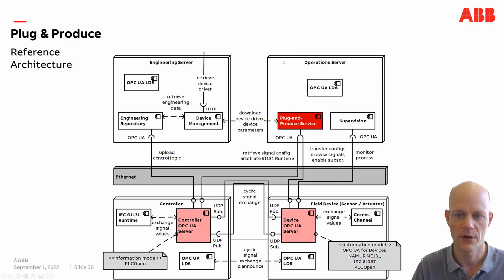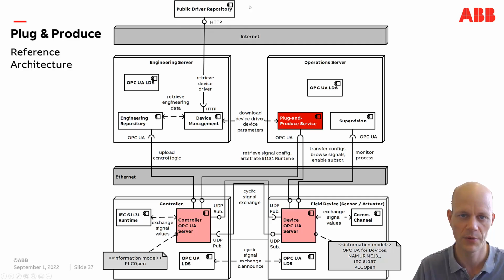And then we have on a server layer, we have our Plug&Produce service running on an operations server. This is actually an OPC UA client, so it connects to the devices, it connects to the controllers, and it can also connect to a device management system where it can download device drivers. And those drivers can also be downloaded to the device via OPC UA. And it can also retrieve engineering data from an engineering repository, which can contain pre-configurations of the devices that have been done before commissioning the plant. The device drivers can also be retrieved from a public driver repository. So we can have different ways of getting the drivers to the devices if that's needed.